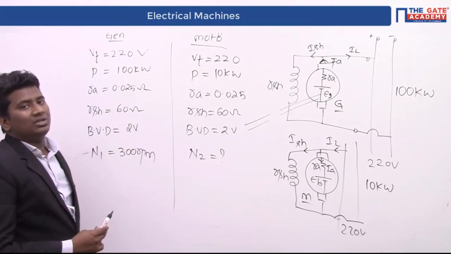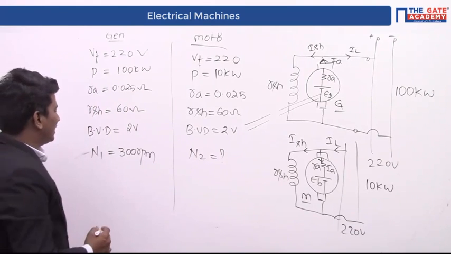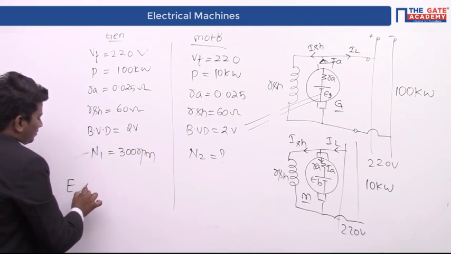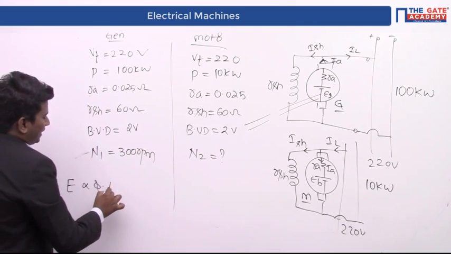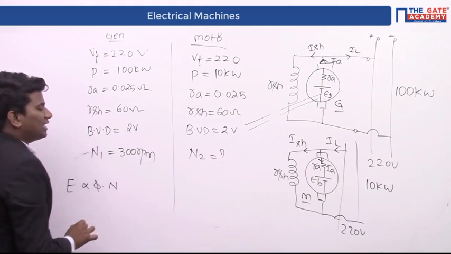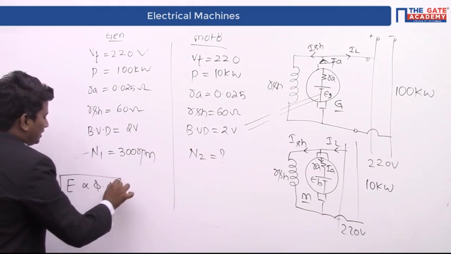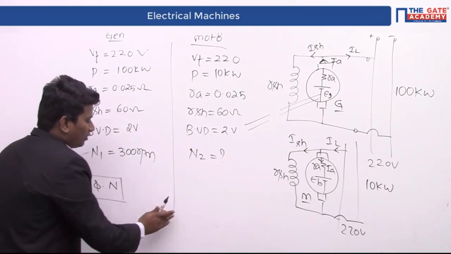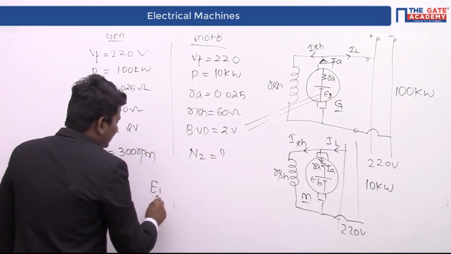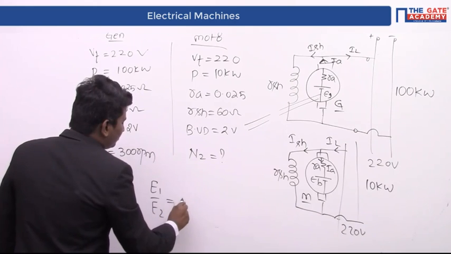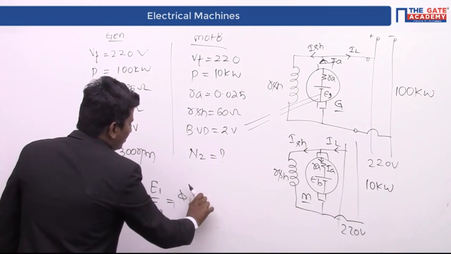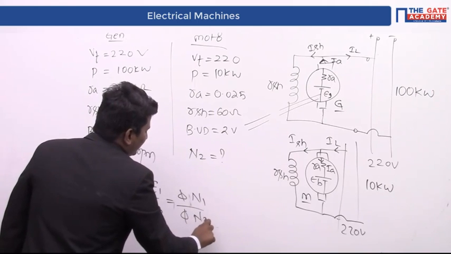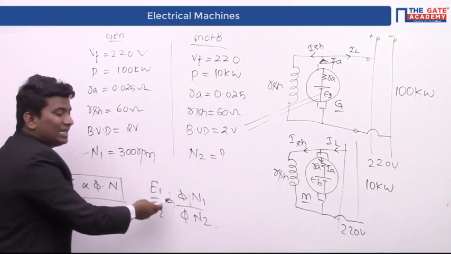How to find out this speed? As we know, the relation between E, flux and speed: E is proportional to phi into N. Therefore, E1 by E2 is equal to phi N1 by phi N2. Why am I considering phi the same in both cases?